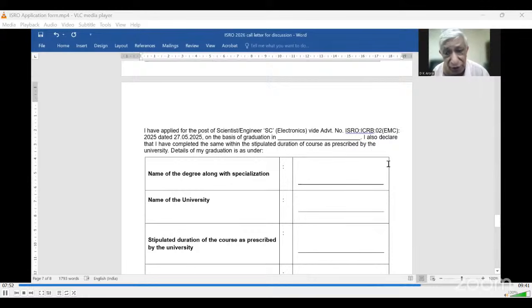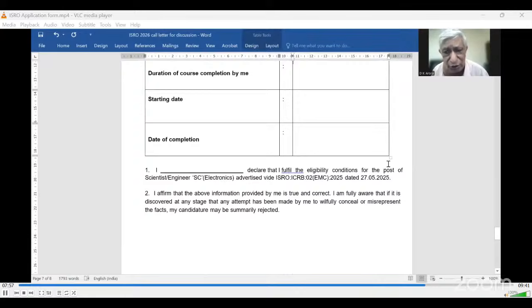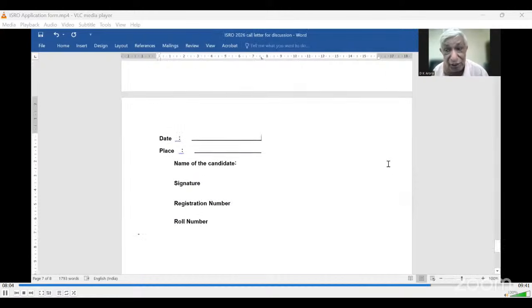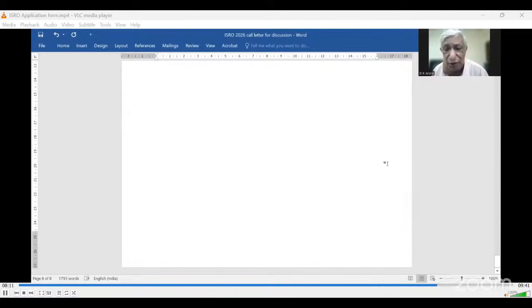Okay. The name of the degree with specialization to be filled up, name of the university, the stipulated duration of the course. These are all standard. Declaration that I fulfill the eligibility condition. They keep on asking for this declaration so that you don't make any mistake in filling up the details. And then, of course, the name of the candidate, signature, registration number, and roll number.